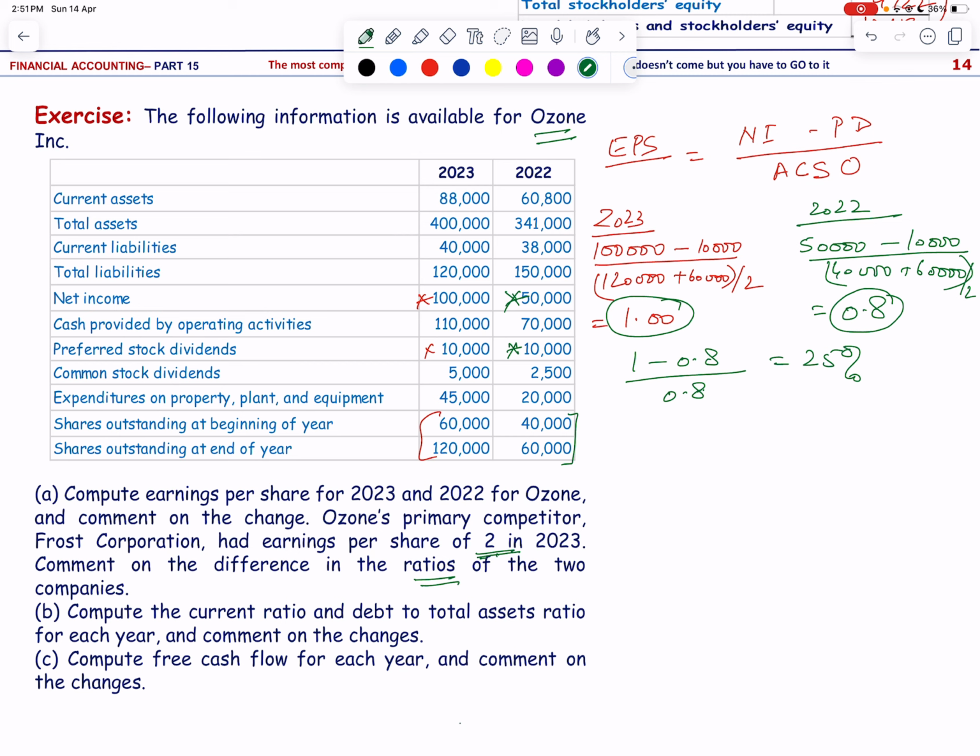Earnings per share should not be compared across companies, because the number of shares issued by companies varies very widely. So we cannot conclude that Frost Corporation is more profitable than Ozone based on its high earnings per share. We have to look into other ratios as well before we make a comment about it.